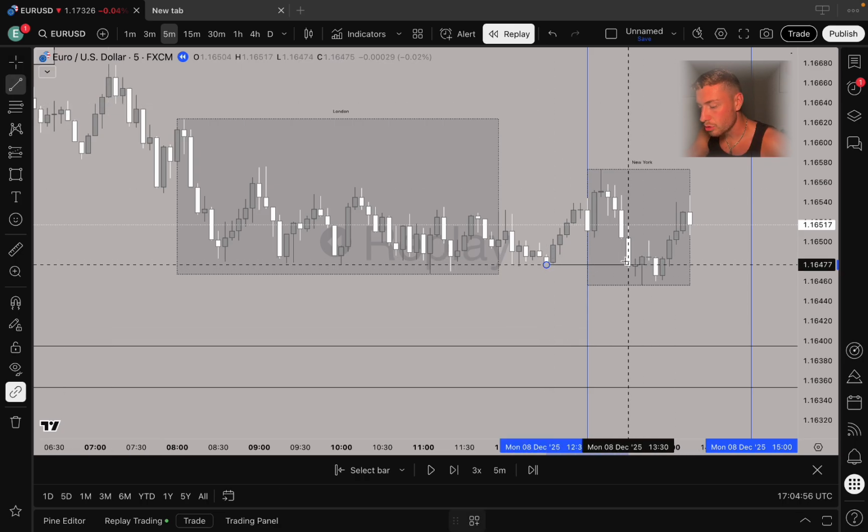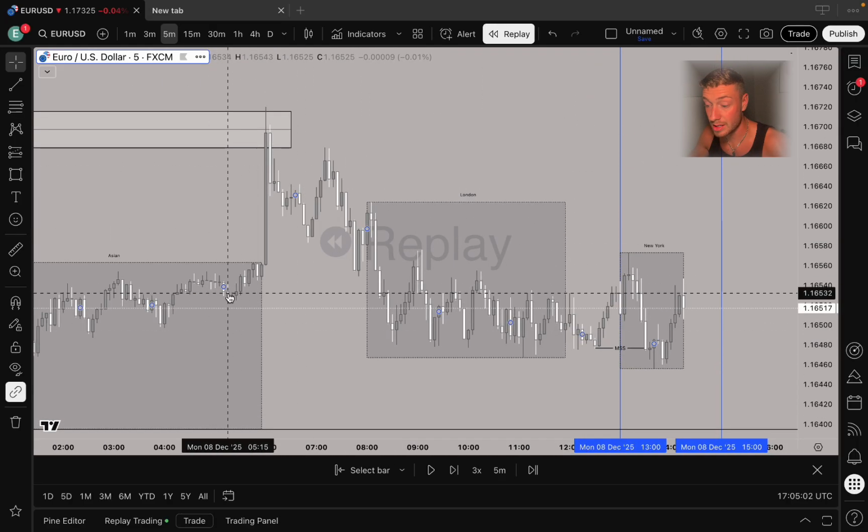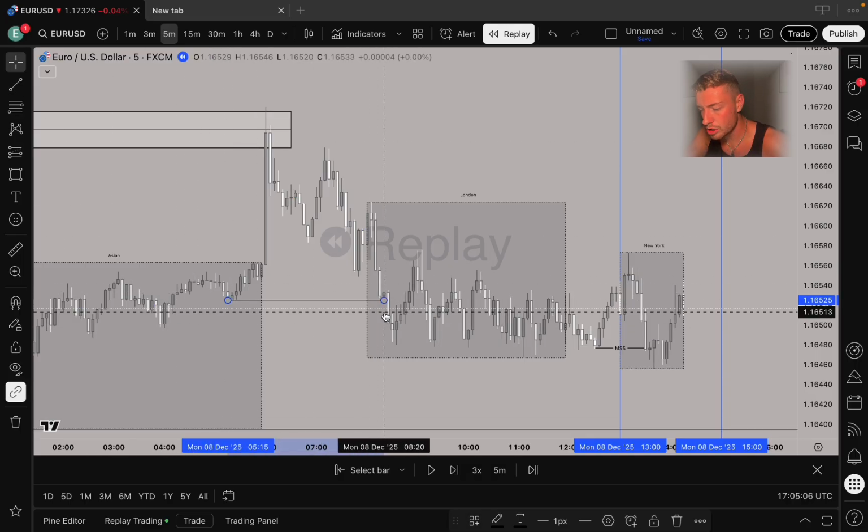I marked out the market structure shift here. So we had a shift in market structure after the one that we had this morning. I say this morning, it was like 3 days ago now. But we actually had a market structure shift in the morning here, and we didn't retrace.